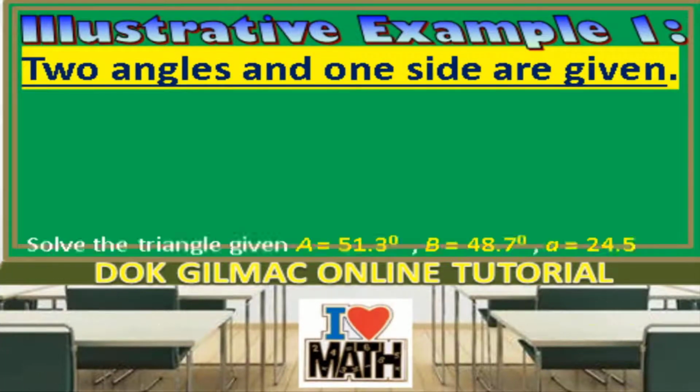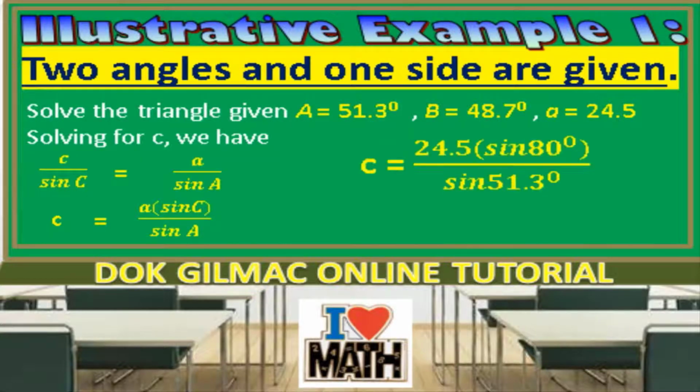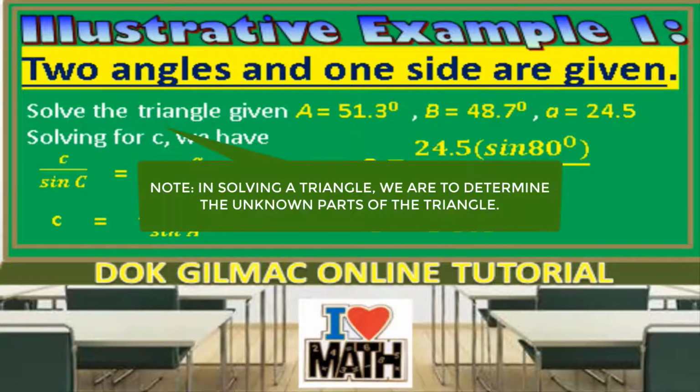Okay, let's continue. Solving for c, we have c over sine C is equal to a over sine A. From here, we have c is equal to a times sine C all over sine A, or simply, c is equal to 24.5 times sine 80 degrees over sine 51.3 degrees. Solving this in a scientific calculator, c is just equal to 30.9 units.